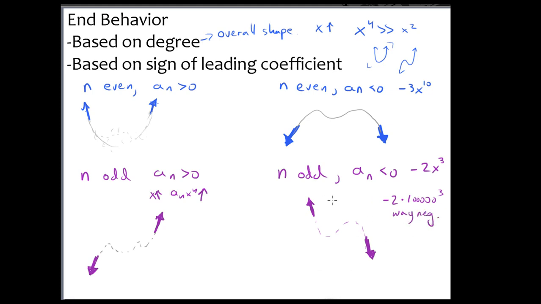And the graph will overall look something like this. Let's just draw them a couple of times here. So this is something like this. This is something like this. This is something like this. And this could be something like this. All right.